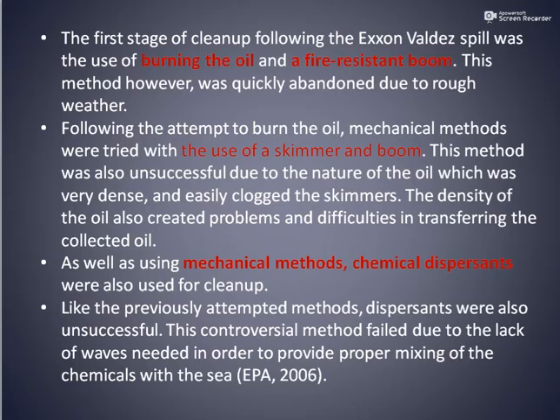So how did we try to deal with this oil spill then? There were different methods we tried. First was burning of the oil using a fire resistant boom, and then the use of skimmers and booms, which are mechanical methods, and chemical dispersants were also tried. All these methods were quite effective when dealing with small areas. But in the case of the Exxon Valdez oil spill, it was a large area, and all these methods were not sufficient to deal with the menace caused by this oil spill.